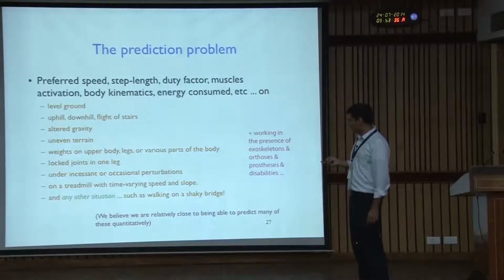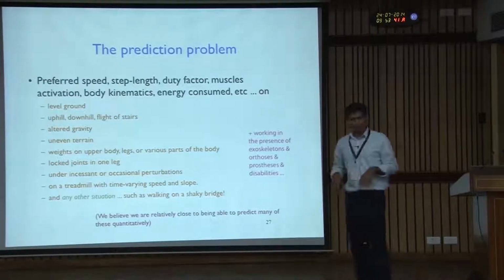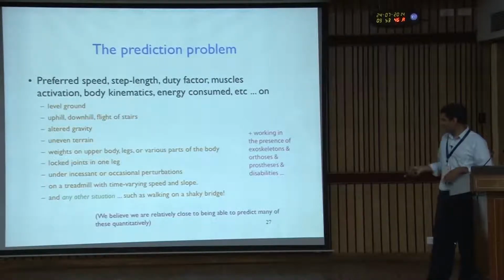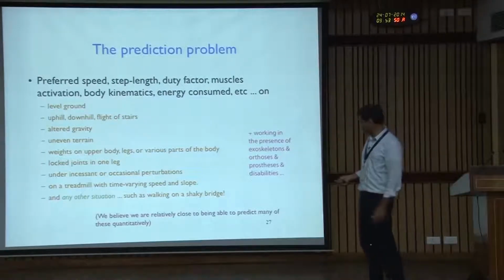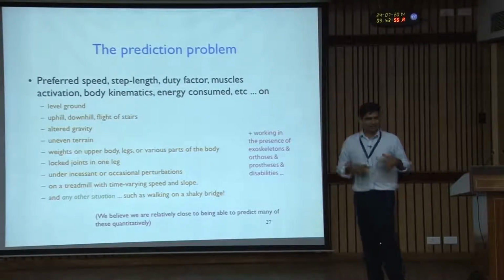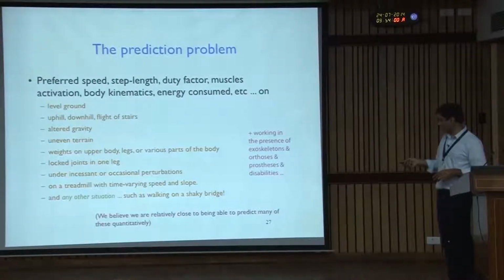So you can put people on level ground, uphill, downhill, altered gravity, uneven terrain, weights on various parts of the body, weird backpacks with weird attachments, with weird elastic properties, weird shoes with various weights. So you can do a million different experiments which have an effect on how people walk and run. People change immediately to the situation you subject them to.